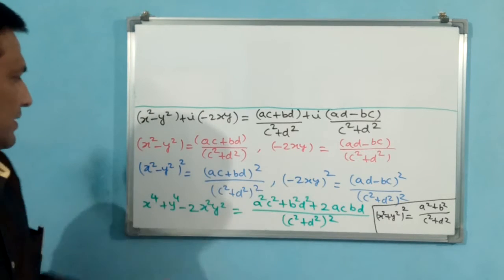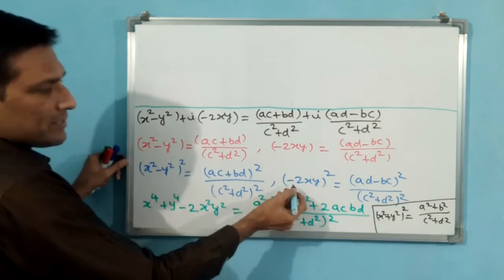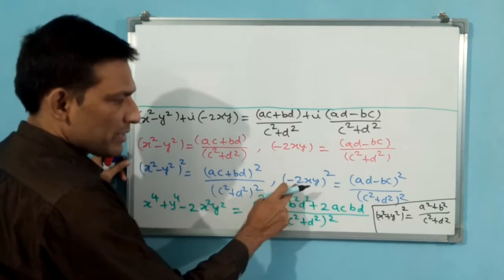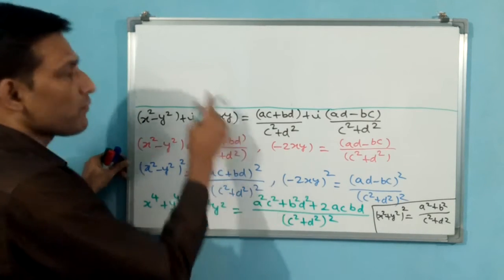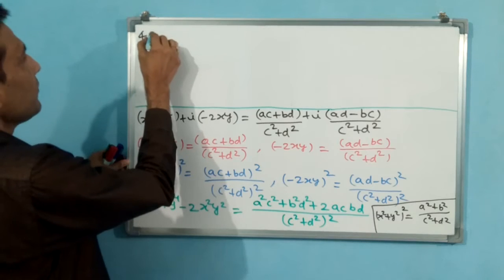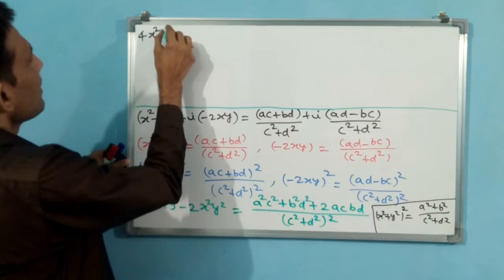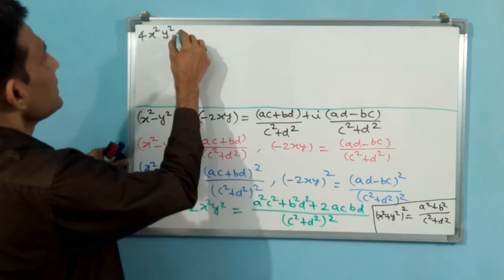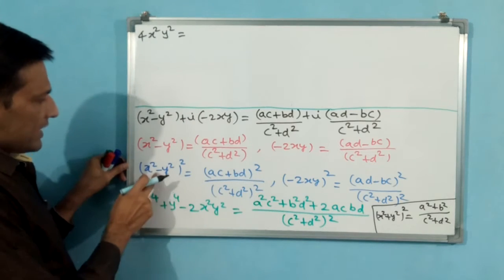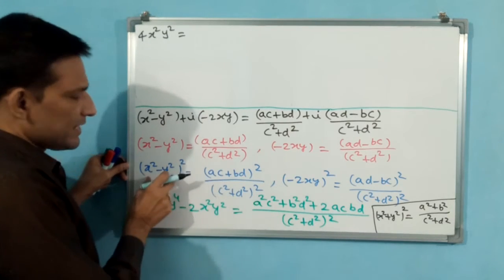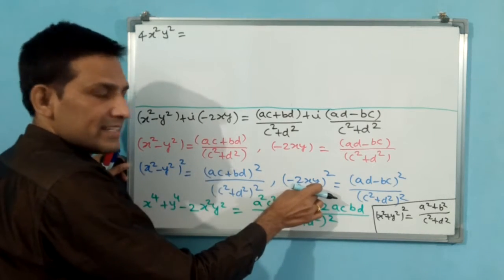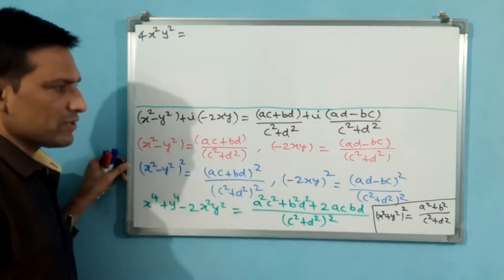Okay, square this one. If you square this, see, minus 2x whole square means minus 2 also is going to become 4, plus 4x square y square. Here the minus symbol is not there in between. This is only one identity. That is why only 4x square y square is going to come.